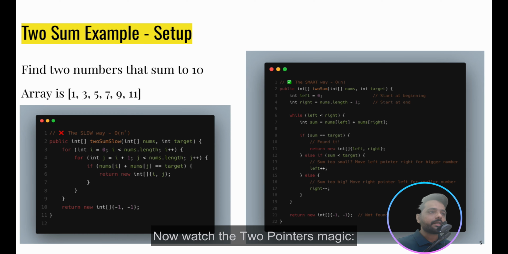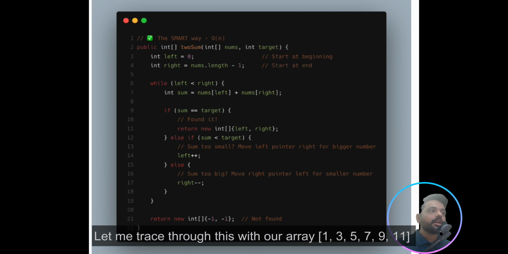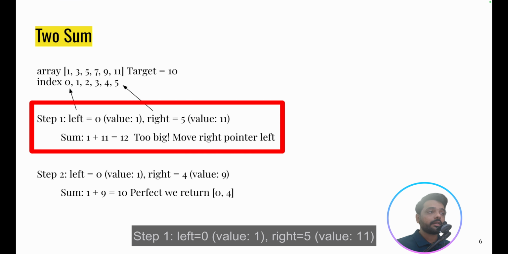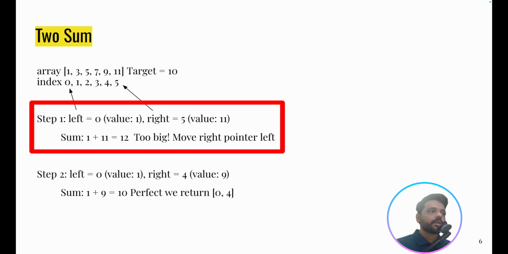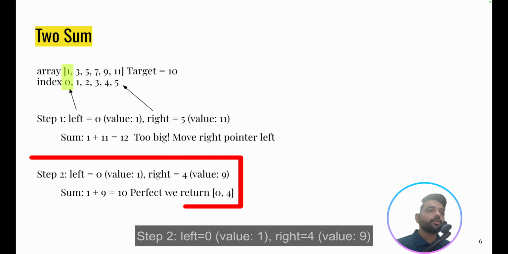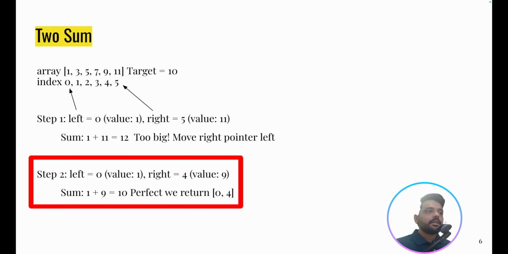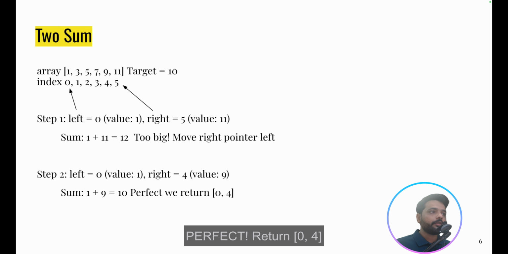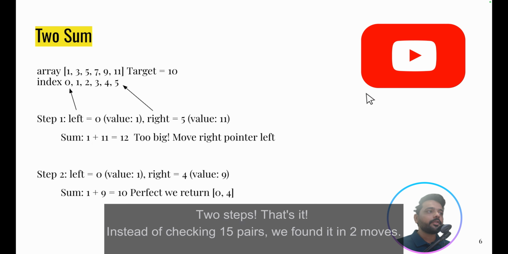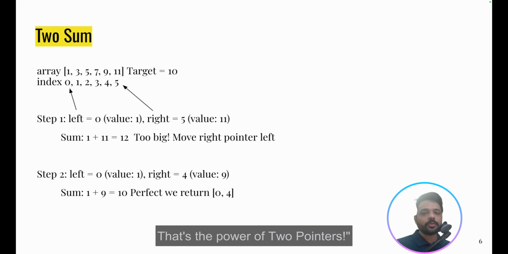Now watch the two pointers magic. Let me trace through this with our array 1, 3, 5, 7, 9, 11 and target as 10. Step 1. Left is 0, value is 1, right is 5 and value is 11. Their sum is 1 plus 11 equals 12. Too big. Move right pointer left. Step 2. Left is 0, value is 1, right is 4, value is 9. Sum is 1 plus 9 equals 10. Perfect. Return 0, 4. Two steps. That's it. Instead of checking 15 pairs, we found it in two moves. That's the power of two pointers.